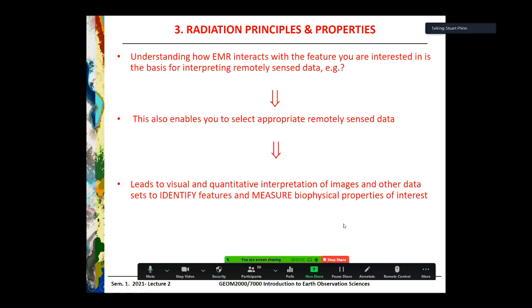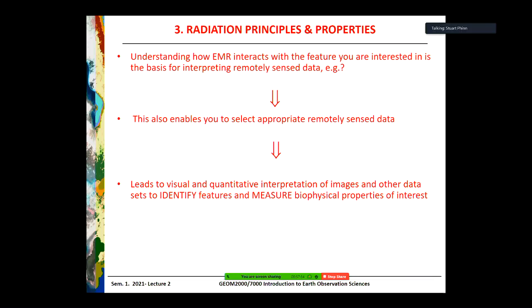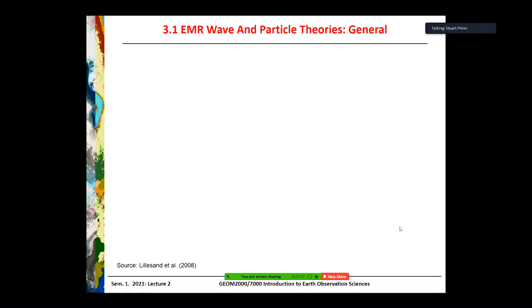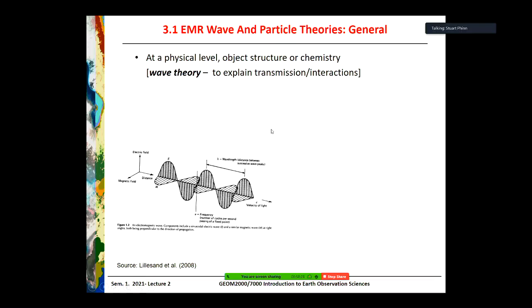And then it leads you to the processes that you use to identify features in images and then measure biophysical properties of interest. Okay, so wave and particle theories to begin with. This is essentially letting us make the link between how you relate the physical structures of features in an imaged area, whether in the atmosphere, on the ground or in the water, to what we actually measure in a pixel. There's also what it's actually made up of in terms of composition and chemistry.